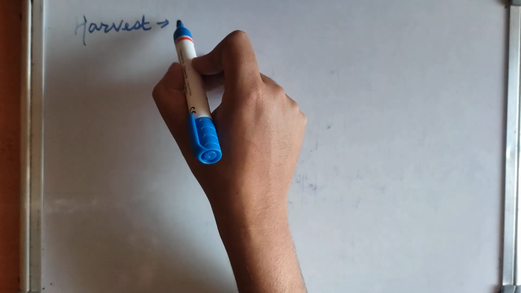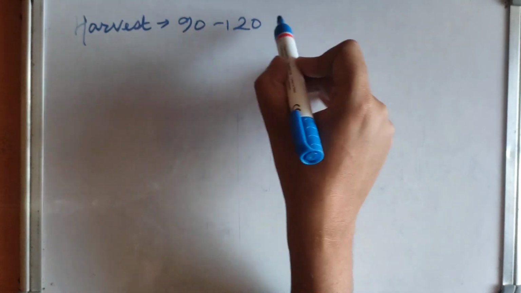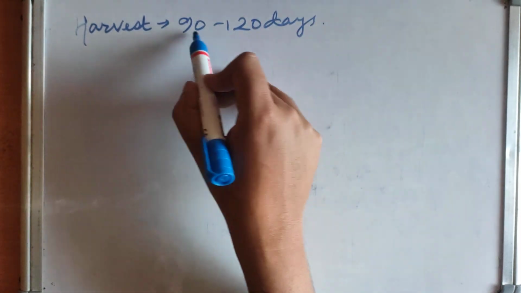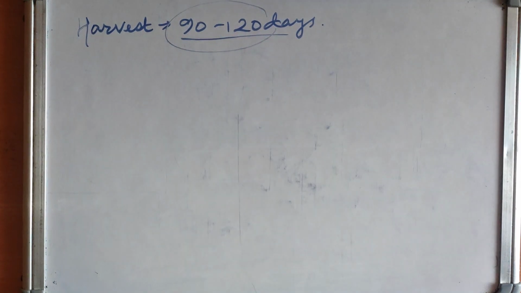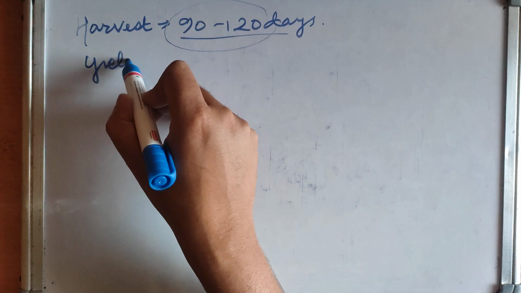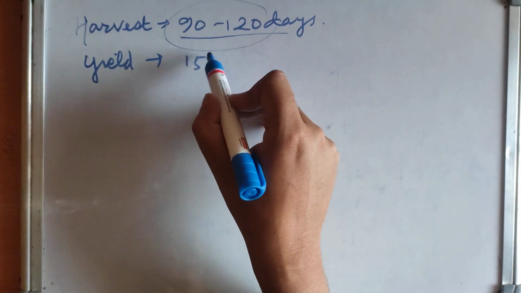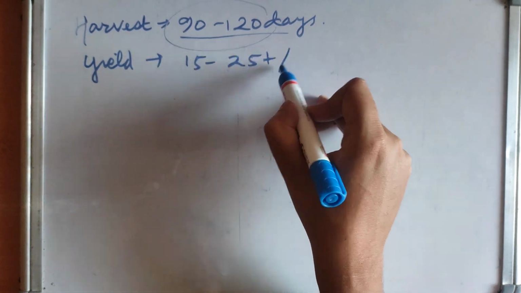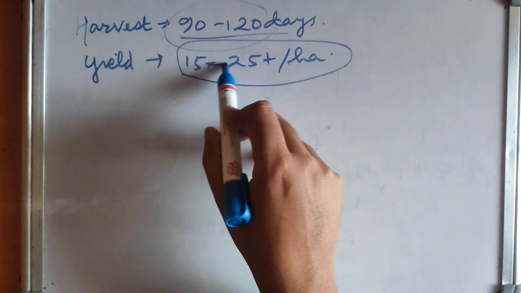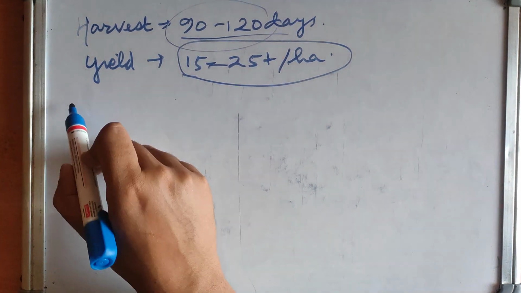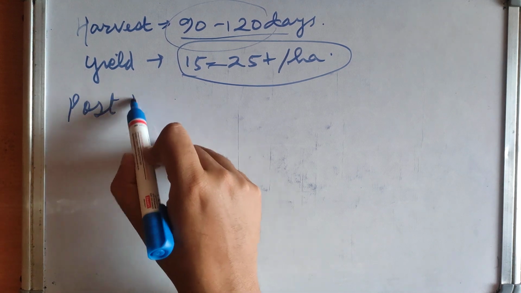It takes around 90 to 120 days for harvesting. In 90 to 120 days the crop will be ready for harvest, and yield would be around 15 to 25 ton per hectare as per varieties. Now, what is the post-harvest management of cauliflower?